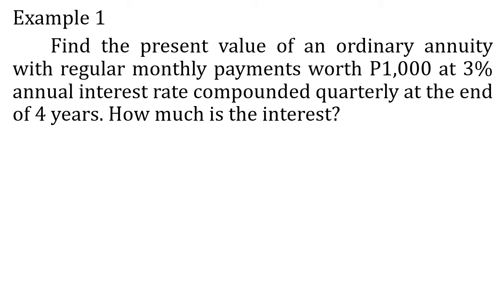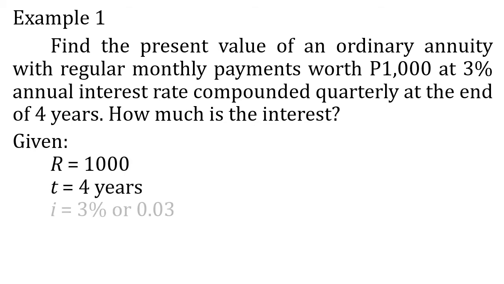For example number 1, find the present value of an ordinary annuity with regular monthly payments worth 1,000 pesos at 3% annual interest rate compounded quarterly at the end of 4 years. How much is the interest? So obviously this is the present value of an ordinary annuity. The given R, or the regular payments, is 1,000. T is 4 years. I is 3% or 0.03. M is equal to 4 because it is compounded quarterly.